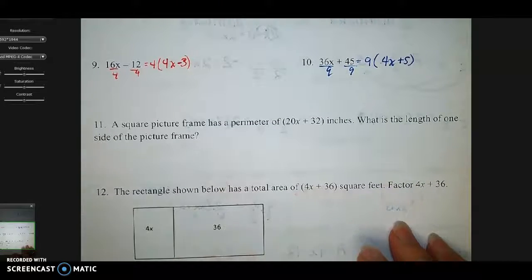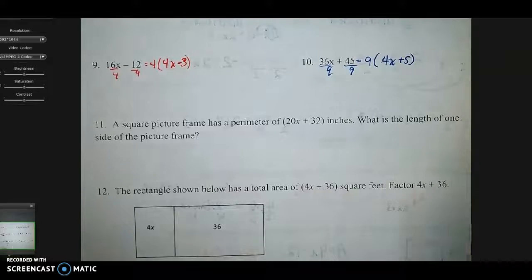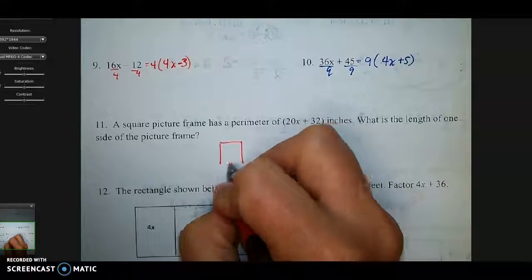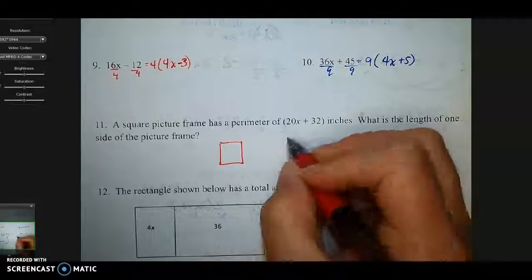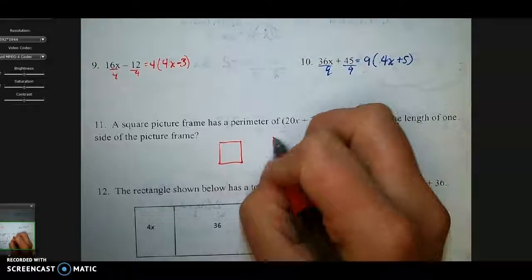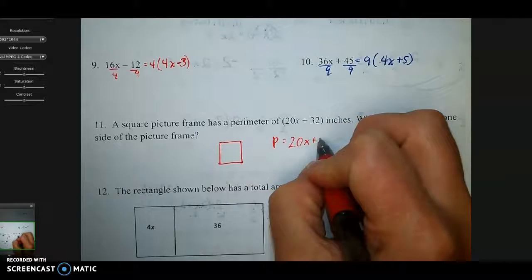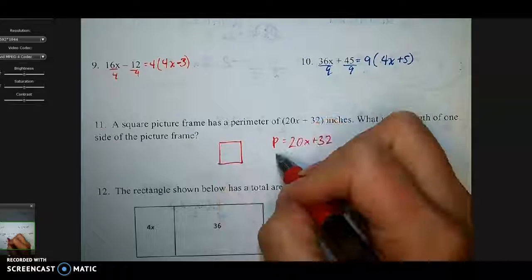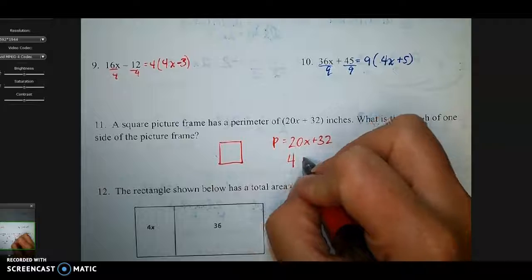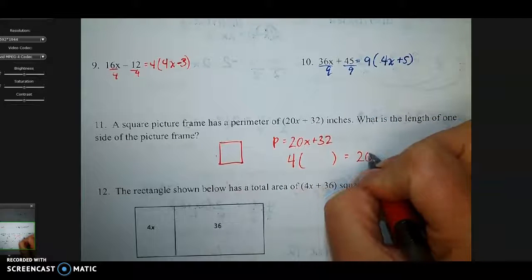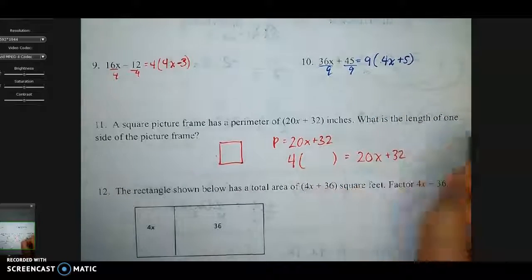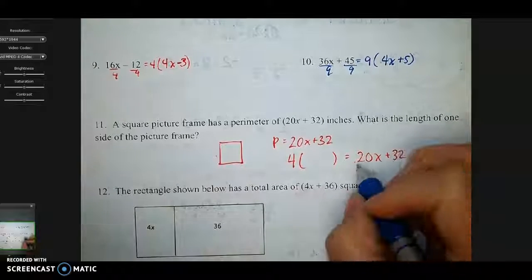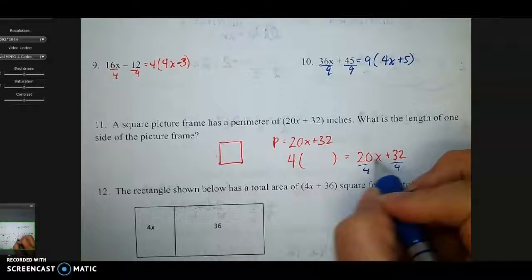All that good stuff. A square picture frame. So we have a square. Remember, a square, all the sides are the same. It says the perimeter is 20x plus 32. Well, perimeter of a square, all the sides are the same, so that means 4 times something equaled 20x plus 32. Well, 20 divided by 4 and 32 divided by 4, and I'm going to end up with 5x plus 8.